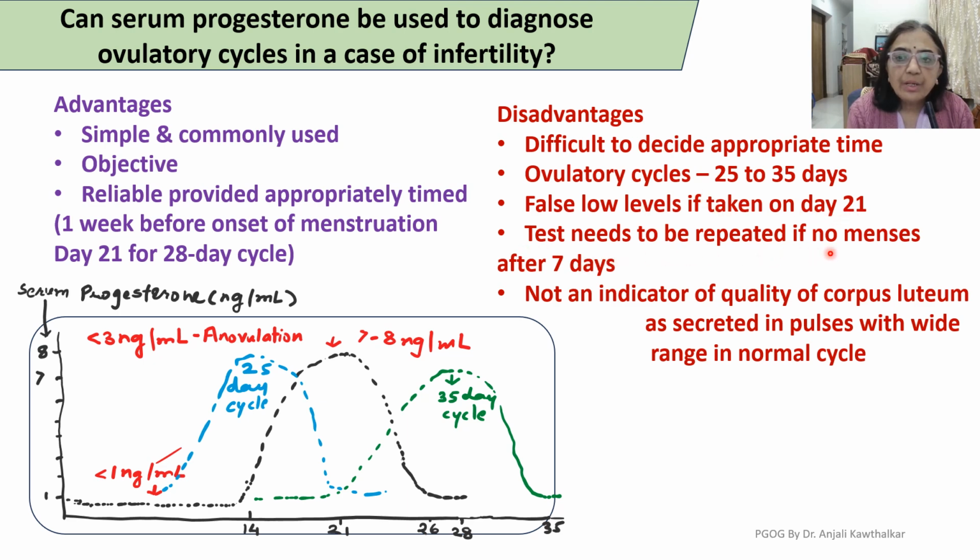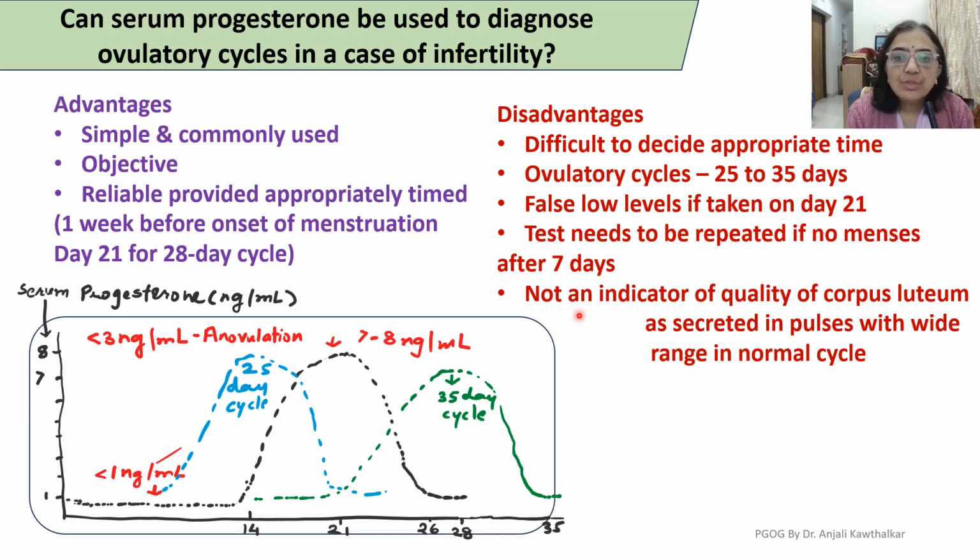Test needs to be repeated if no menses after 7 days. This is important: if it is a 28-day cycle and you do the test on day 21, then it is expected that after 7 days there should be initiation of menstruation. But if there are no menses after 7 days, that means it is not 28 days, it is longer, it might be 35 days or something like that. So you need to repeat the test in this scenario.